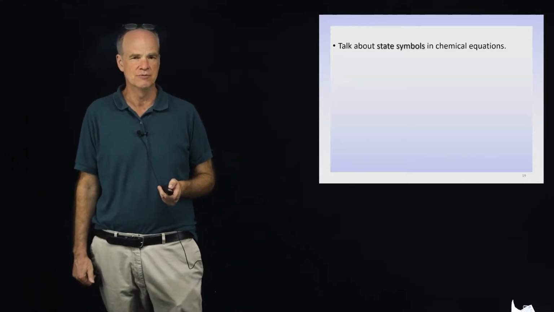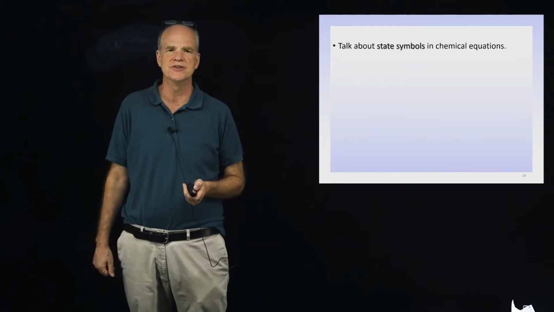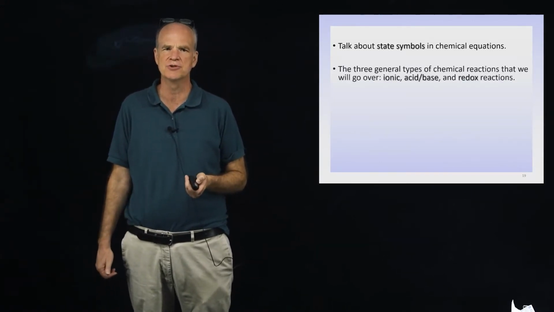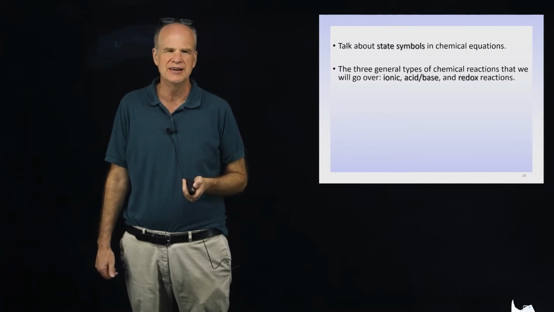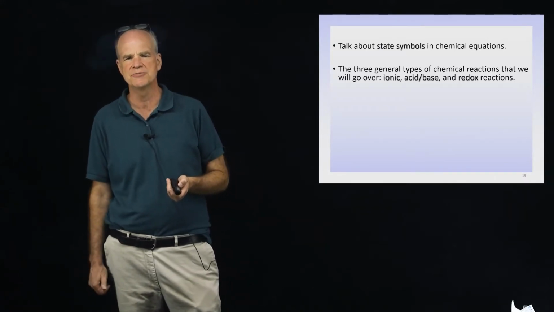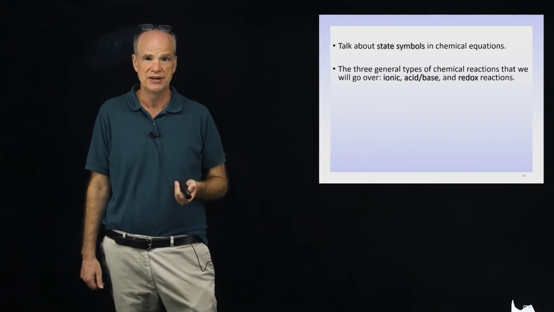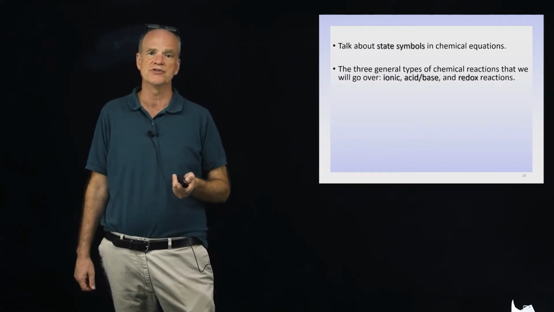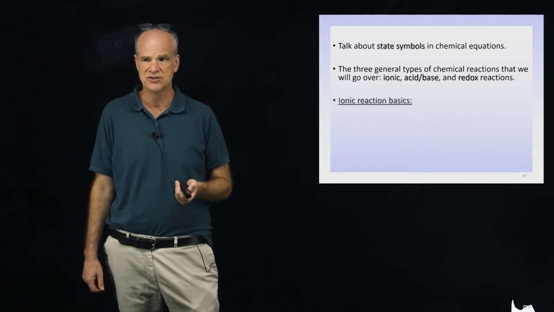And so what we're going to talk about this time is I want to explain what state symbols are and how they are added into chemical equations. And then I want to briefly go over the three general types of chemical equations that we're covering in chapter 4. One type is called an ionic reaction, one type is called an acid-base reaction, and one's called a redox reaction.